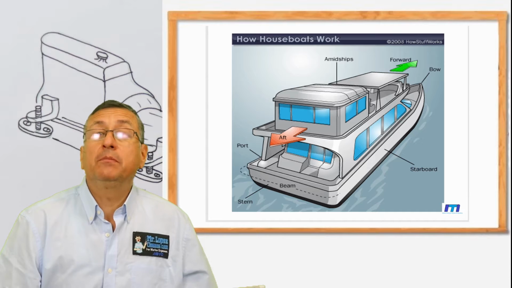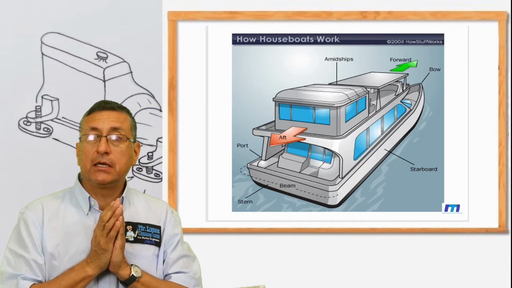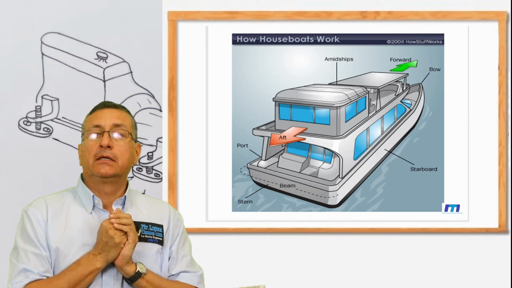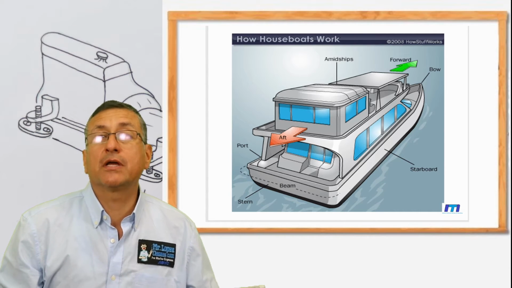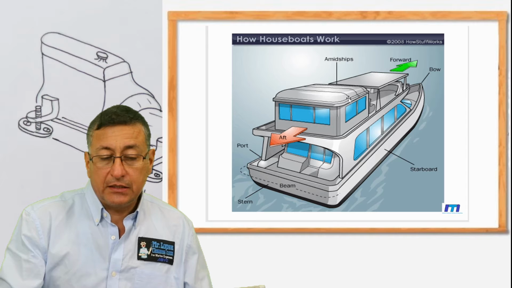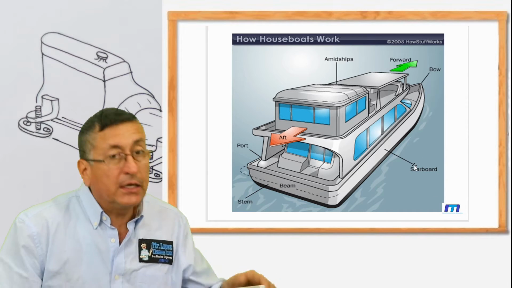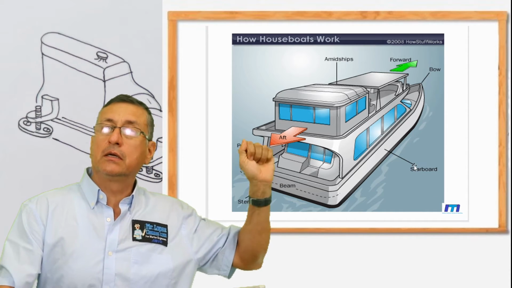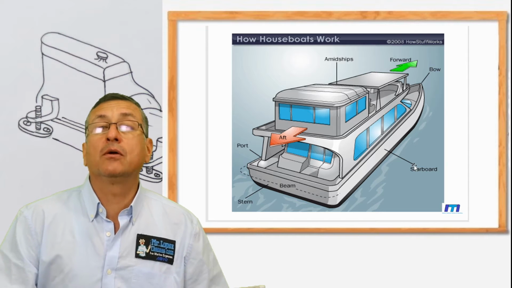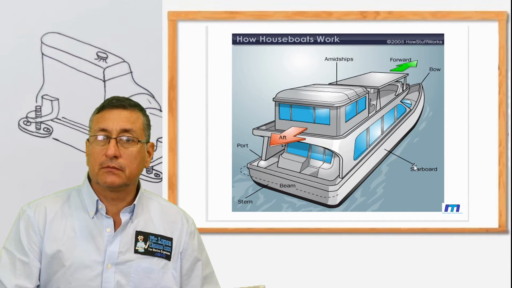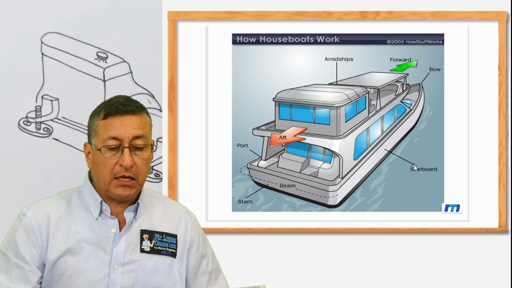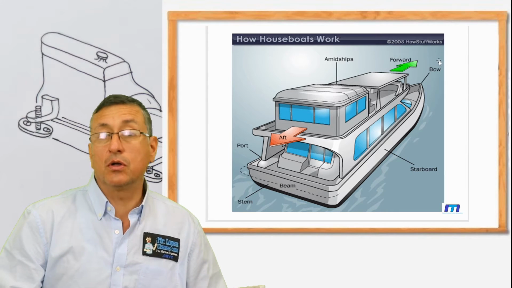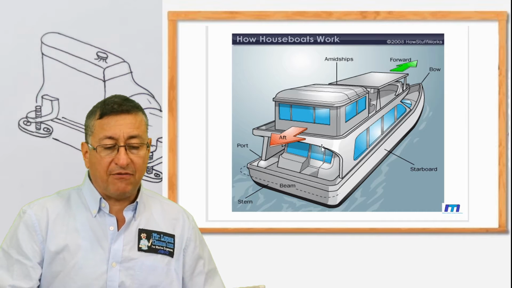Okay, we need to be familiarized. We are going to check the boat from the back. And our right hand always will be the starboard side, this starboard side over there. And our left hand will be the port side. Once again, we are checking the boat from the back. And yes, this is the forward or bow, and this is aft or stern.